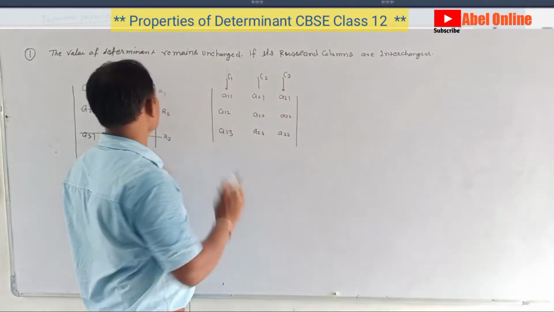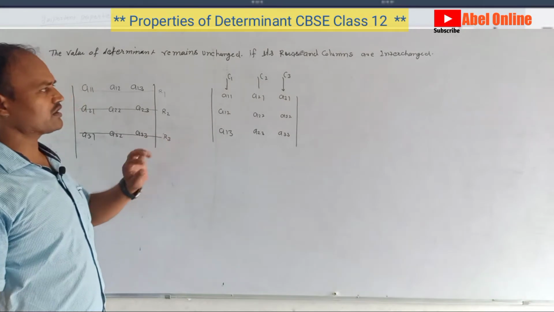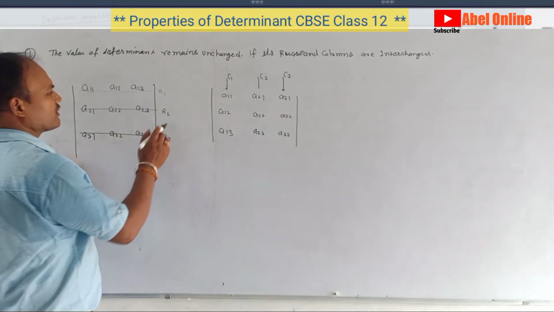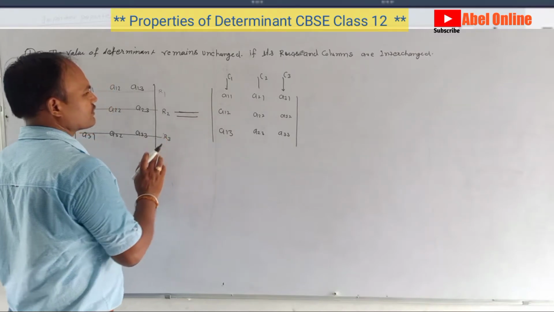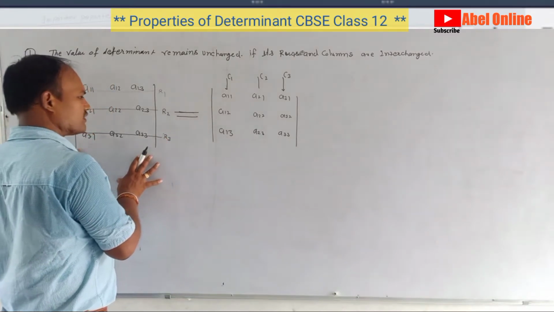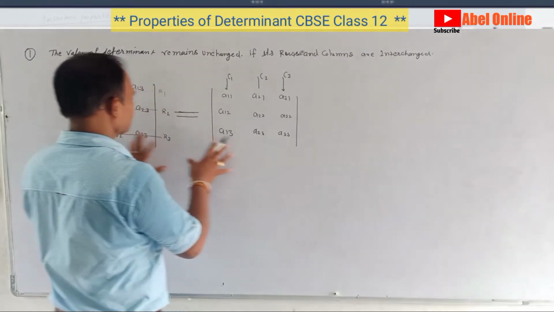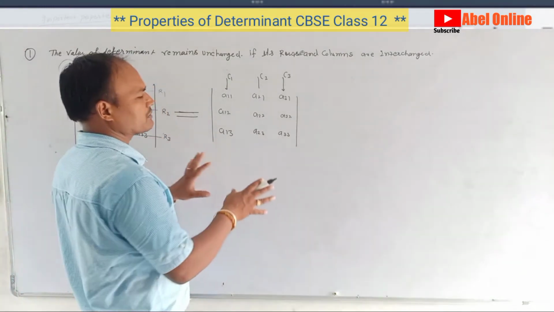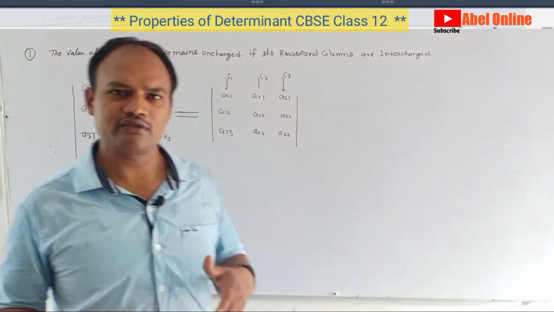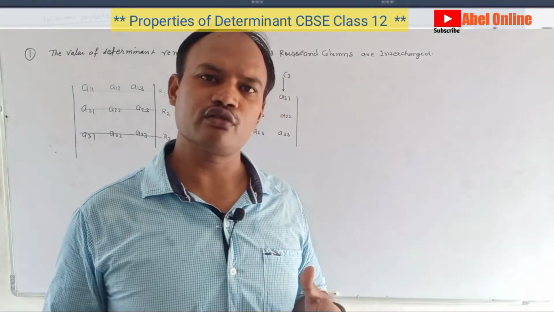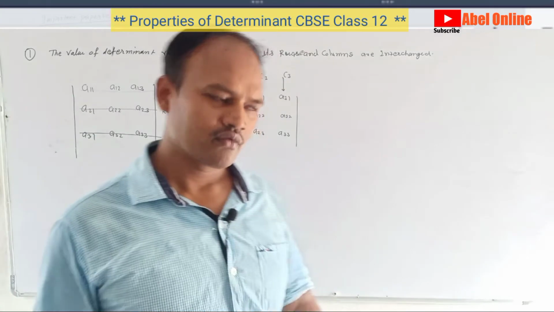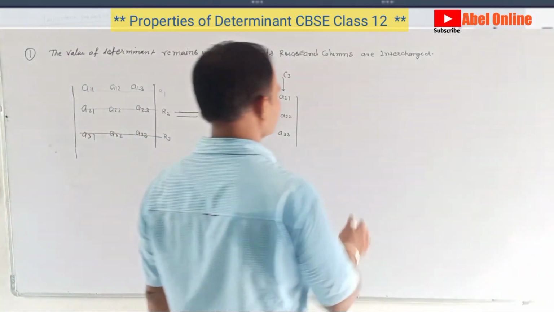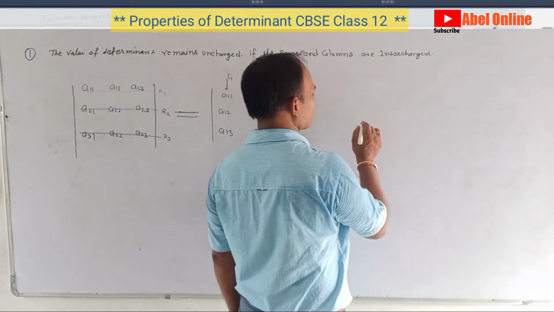If rows and columns are interchanged, both values of the determinants are the same. The value of this determinant is equal to this determinant. So if any matrix is given and we change rows to columns or columns to rows, the value of the determinant is the same.